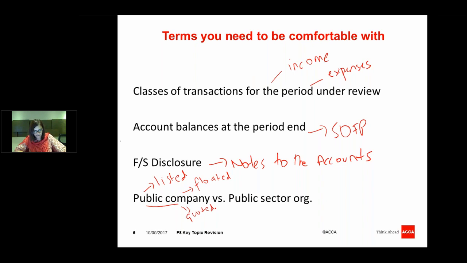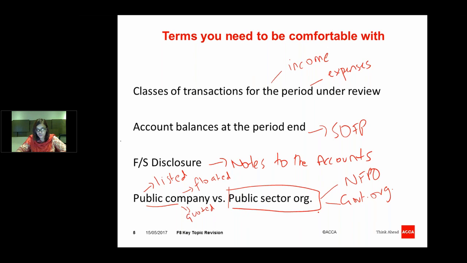Very quickly, what is a public sector organization? It is a not-for-profit organization, but so is a charity. It is a government organization. You're absolutely right. It is a not-for-profit organization, but they are basically state-controlled government organizations. So a public sector organization is separate from a charity. I could even write the word charity, which is also a not-for-profit organization, but completely different from a public sector organization. So these are a few words that you need to be very comfortable with.